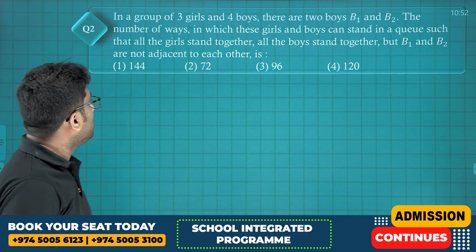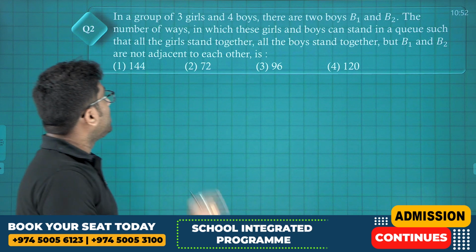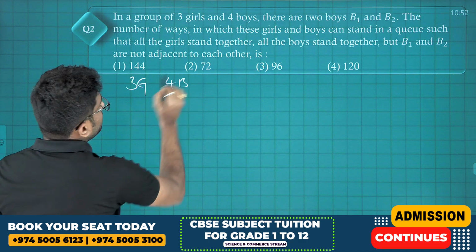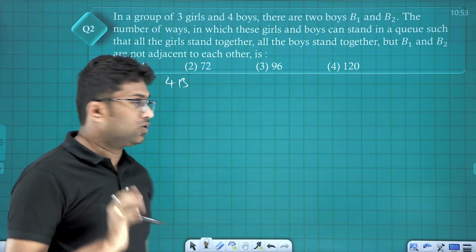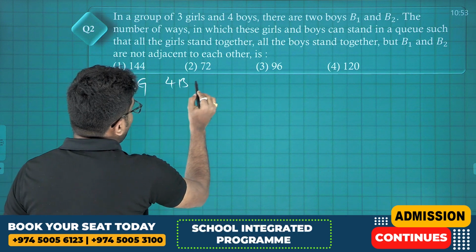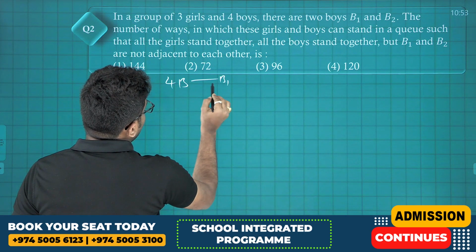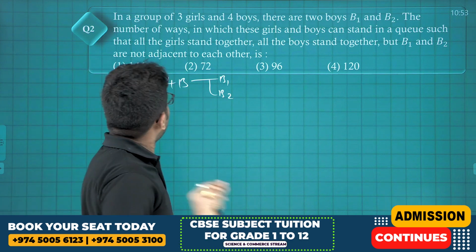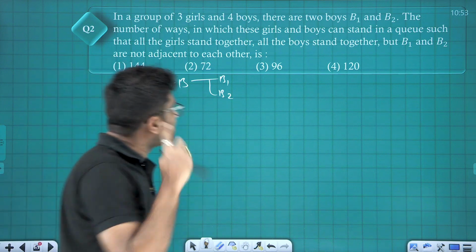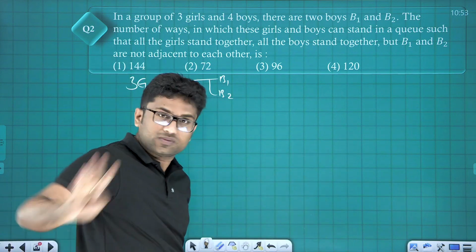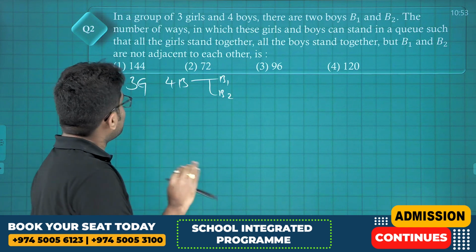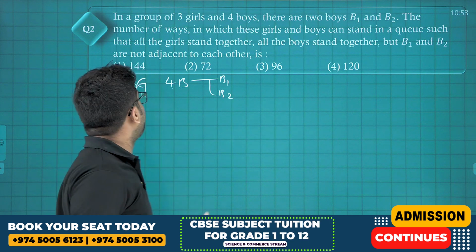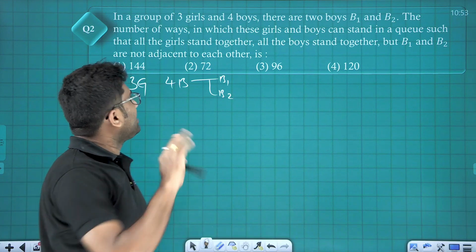Next, second question from permutations and combinations. In a group, we have 3 girls and 4 boys. There are two specific boys, B1 and B2. The number of ways in which these girls and boys can stand in a queue, in a row, such that all the girls stand together, all the boys also stand together, but B1 and B2 should not be adjacent to each other.